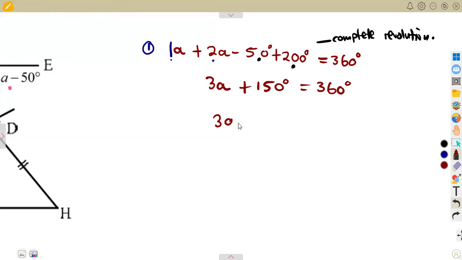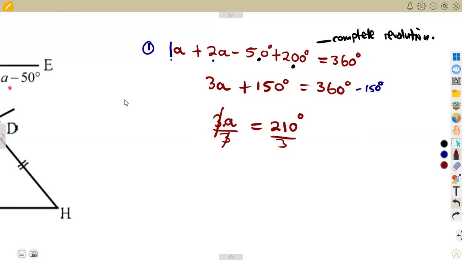So that means 3A is equal to, you can transpose the 150 to the other side of the equation. It was a positive. What happens if you transpose it? It changes the sign. The moment it crosses the equal sign, it's going to be minus 150 degrees on this side. So if we subtract 360 minus 150 degrees, we have 210 degrees. To find A, how do you remove this 3 that is multiplying? You divide by 3, since this is a product.